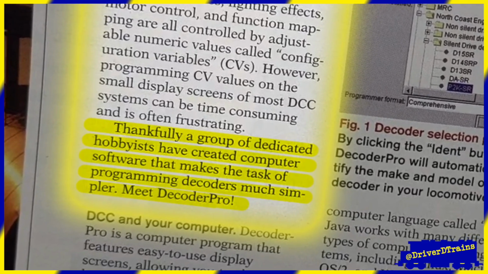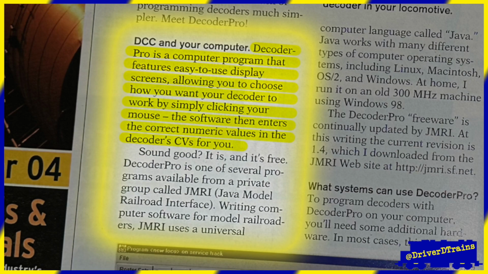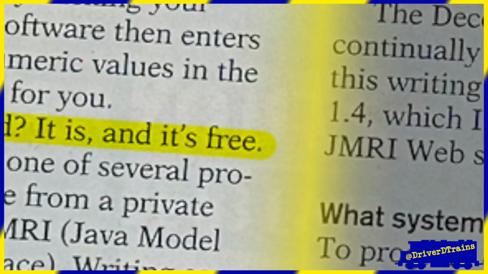Meet DecoderPro. DecoderPro is a computer program that features easy-to-use display screens, allowing you to choose how you want your decoder to work by simply clicking your mouse. The software then enters the correct numeric values in the decoder's CVs for you. Sound good? It is, and it's free.